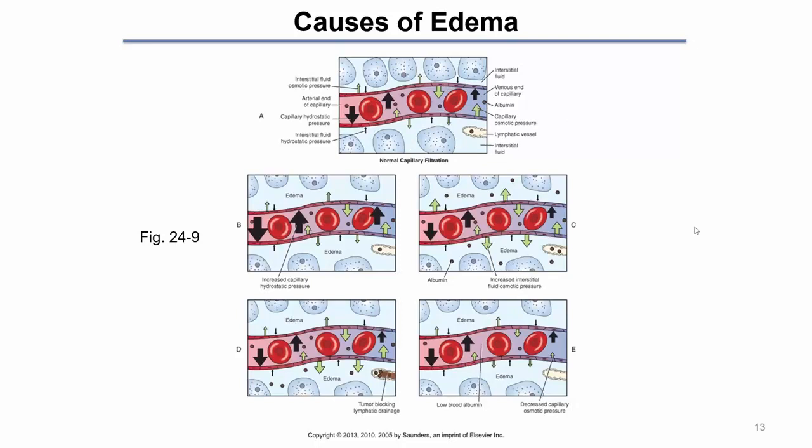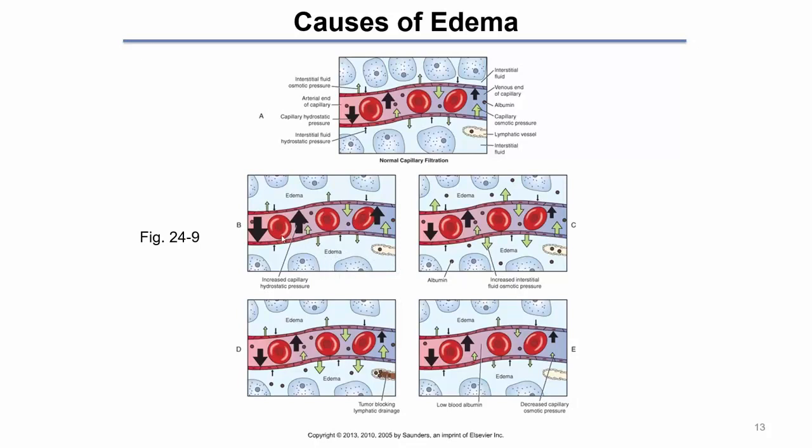Now let's look at the various causes of edema. So in this case, it shows you this big black arrow is increased dramatically. What that means is that capillary hydrostatic pressure has increased dramatically for whatever reason. Say it's malignant hypertension, so a huge increase in blood pressure. That's obviously going to push more fluid out of the capillaries into the interstitial spaces. The lymphatic vessels are no longer going to be able to keep up, and as a result, you have excess fluid in the interstitial spaces.